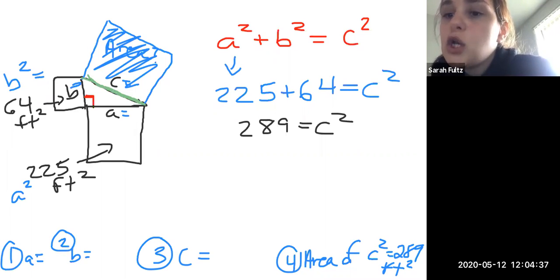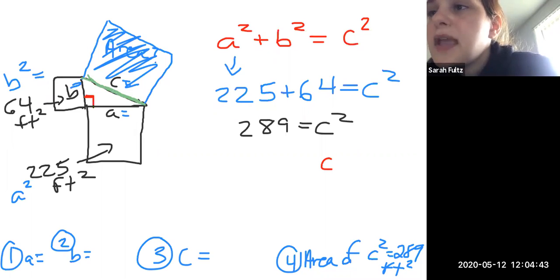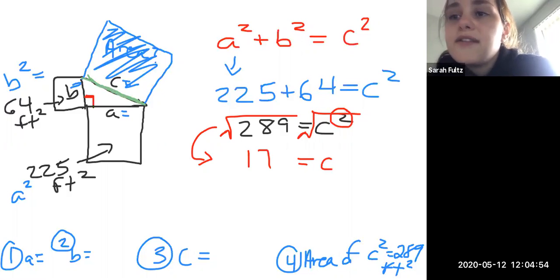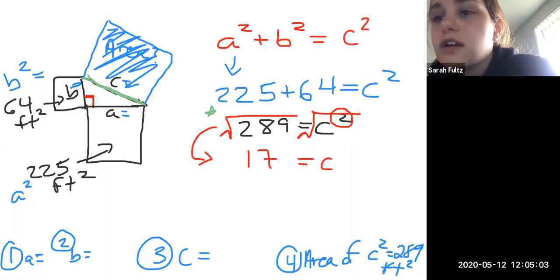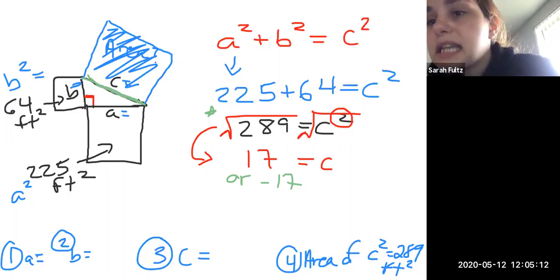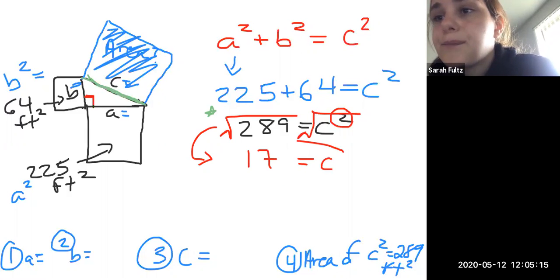Okay, so I know that if I have something squared equals 289, I can find just C and get rid of the squared by doing the opposite, which is the square root. So I do the square root on both sides, and this you would plug into the calculator, and that's going to give you positive 17. Now, I know in the last couple weeks we've talked about when you do the square root of a whole number, it could be the positive answer or the negative answer. But because we're talking about length here, we can never have a negative length. So this length is just going to be 17. So that's the length of our hypotenuse, 17 feet.